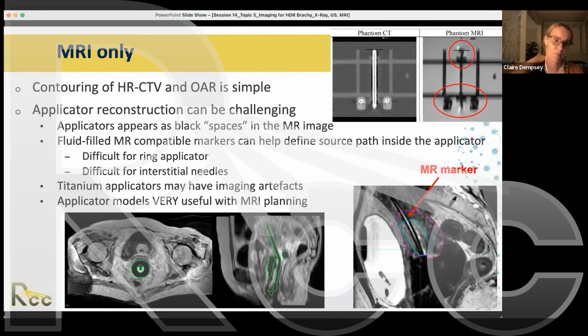If you don't have applicator models, the alternative is you have an MRI and your CT and you fuse the two images together and you reconstruct your applicator on the CT, and then you have all your volume contours on the MR and you join them together in that way.